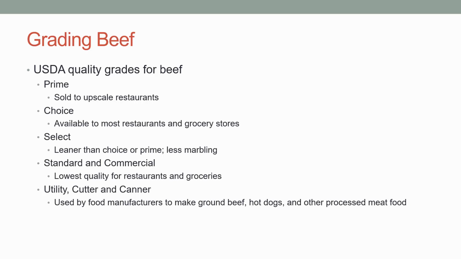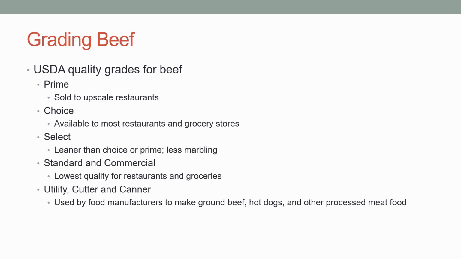Select then is a leaner choice, so there's less marbling. So it's leaner than choice or prime. But it is still a common cut of beef that you may be able to find in the store. Standard and commercial then is the lowest quality for restaurants and groceries. You wouldn't want to buy a standard or commercial steak. So it's a lower quality of that beef.